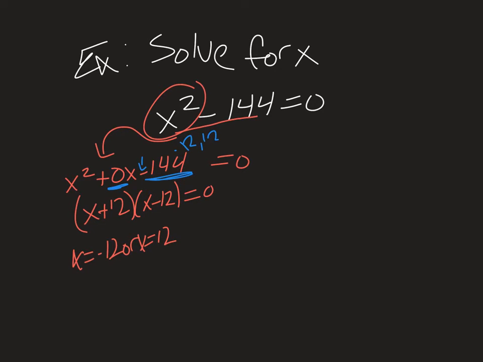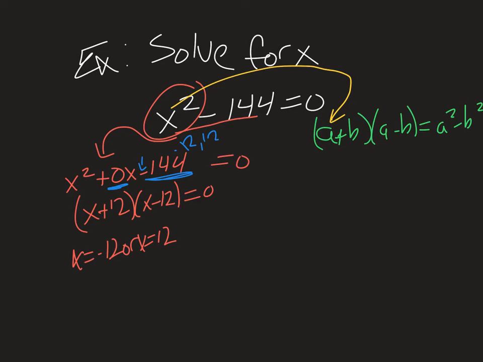The other school of thought stems from the idea that a plus b times a minus b equals a squared minus b squared. Now, in this case, our x is our a, so x would be a squared, and our 144 would be our b squared. So, knowing that 12 squared is 144, we can use this knowledge.